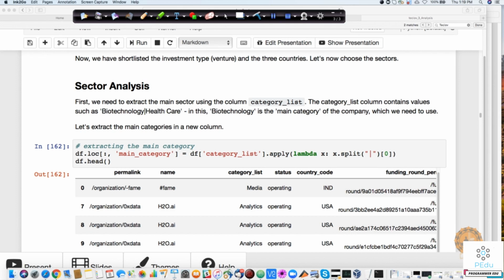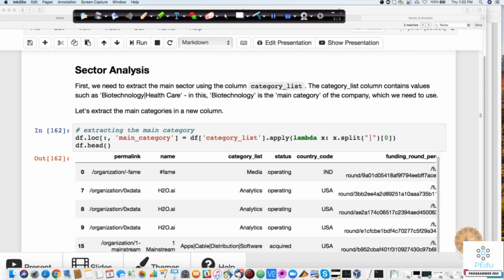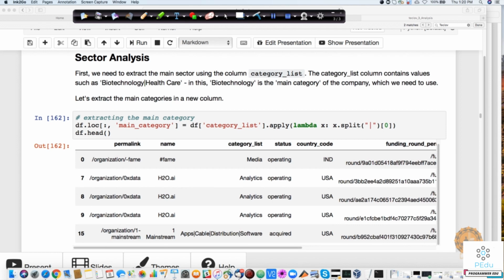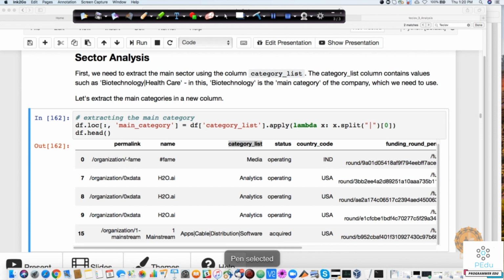Now, in sector analysis, after we have got our data from the mapping table, you would notice that in my data, especially in the category list, which you can see here, there are a lot of places where you will see this pipe operator. And if you remember, we discussed a strategy with the CEO that we would only like to pull out the first element before the pipe and keep it. So that is what we have to do in this case.